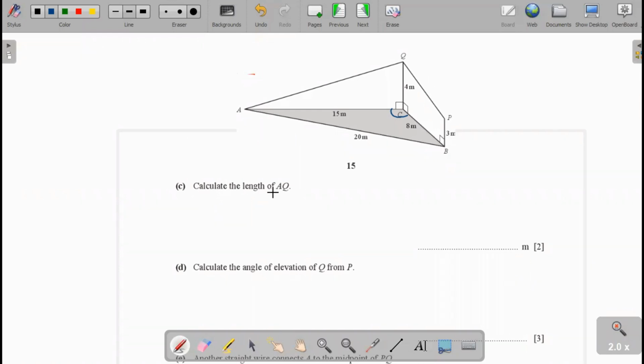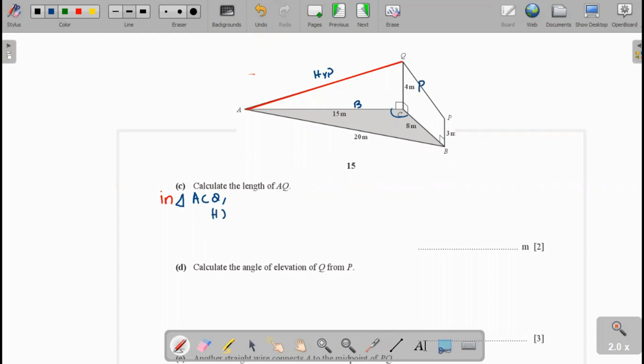Now part C, calculate the length of AQ. You see here, this is the length AQ. We have to find this length AQ. And you see here, this is the right angle triangle ACQ. In right angle triangle ACQ, this will be the hypotenuse, and this length is considered as base, and this length is considered as perpendicular.